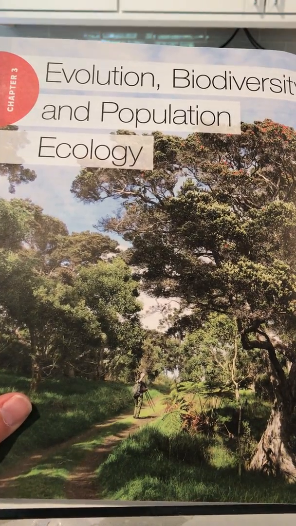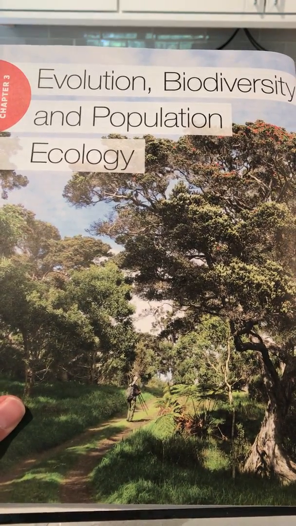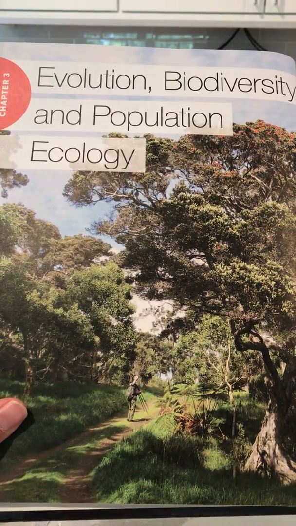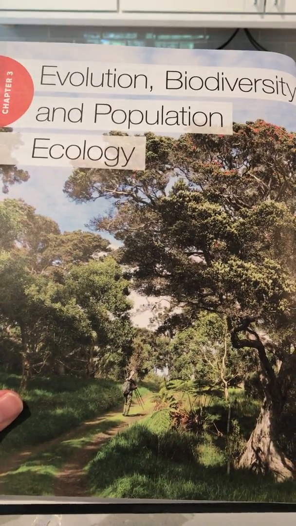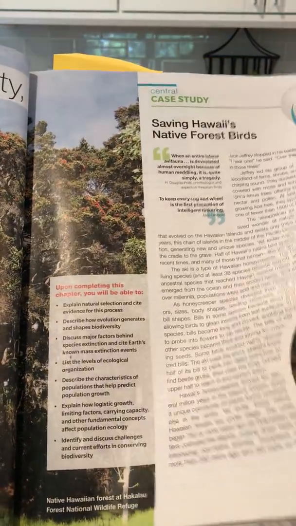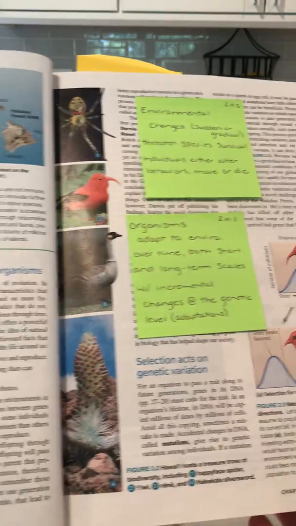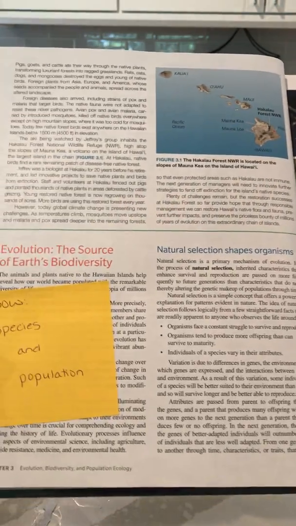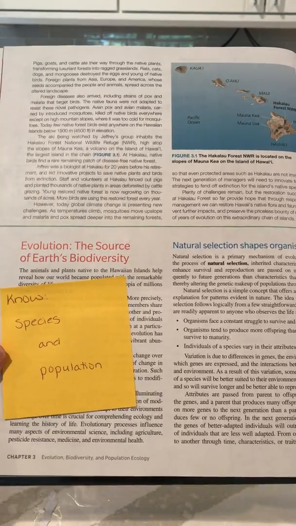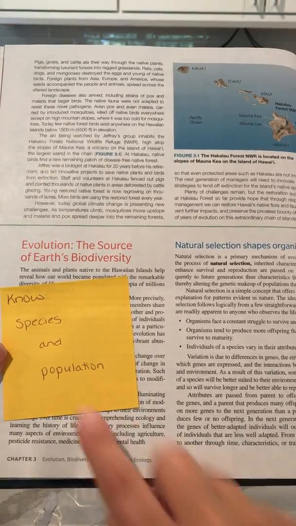All right, Chapter 3, Evolution, Biodiversity, Population Ecology. This is part of Unit 2. Unit 2 goes through Chapters 3, 4, and 5. A lot of this material should be reviewed from your biology. Some of it you're going to need to refresh. This is a big core basis for this class, so make sure that you do have an understanding of this material. Don't just skim through this chapter, make sure you do read it.